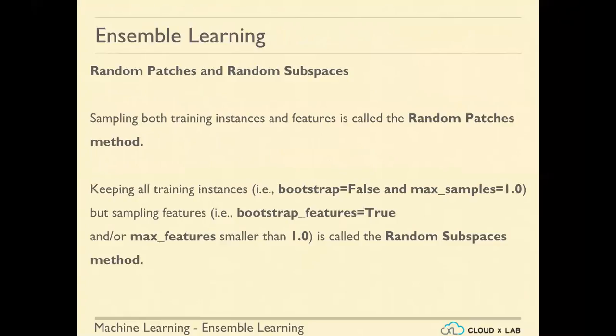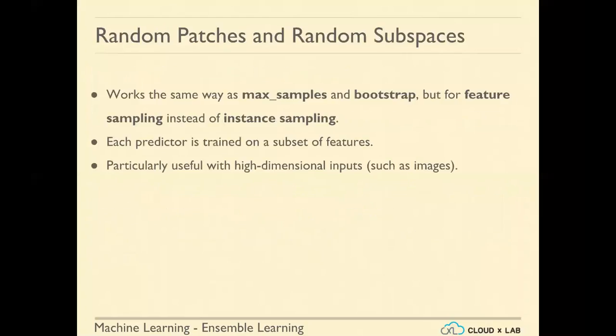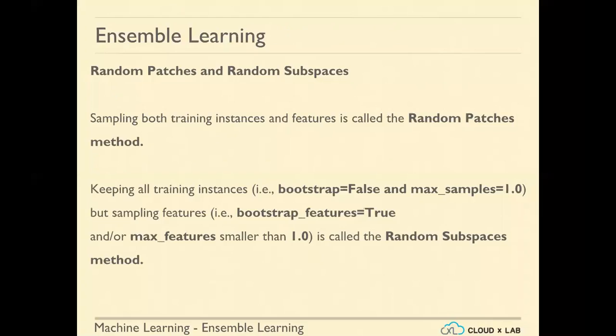Sometimes you may want to do both. You may want to do the sampling on instances as well as sampling on the features. This is called random patches. Random subspaces means sampling only the features, while sampling both the instances as well as the features is called random patches. So keeping all the training instances is bootstrap equals false and max samples equals 1. But for sampling features, we use bootstrap_features equals true, and max features is smaller than 1.